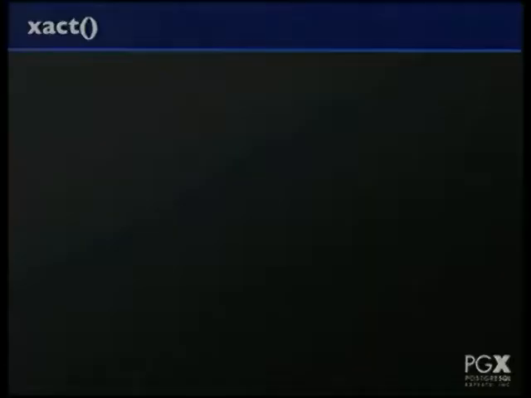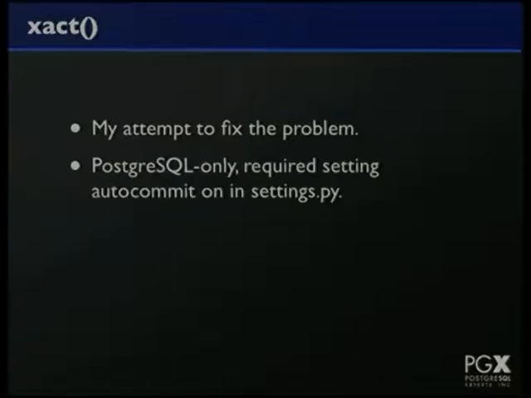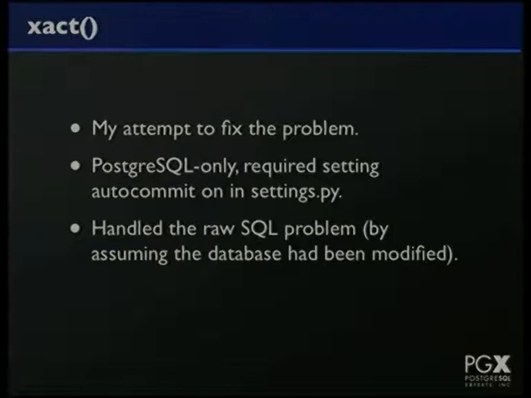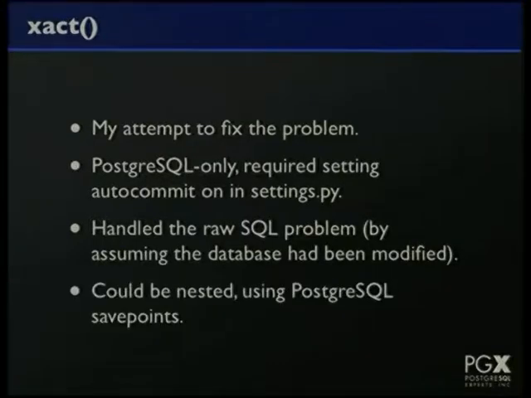So I wrote this thing called Exact, which was my attempt to fix the problem. It was PostgreSQL only, and it required setting auto-commit inside of settings.py. It handled the raw SQL problem by just saying, well, you open the transaction, we're going to assume you modified the database. So it was a hack, but it was a pretty sensible one. And using PostgreSQL savepoints, you could nest it so that an inner transaction could roll back while the outer transaction could still commit. So that was pretty nice.